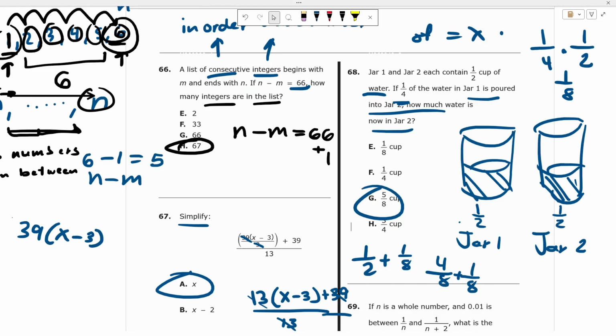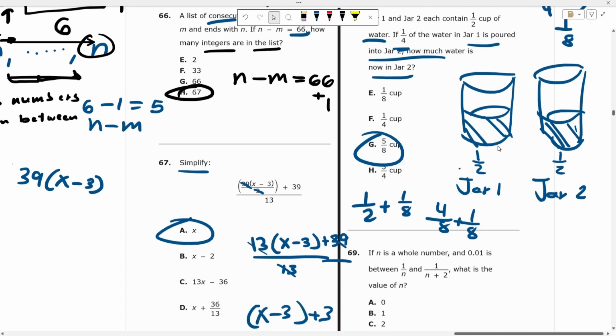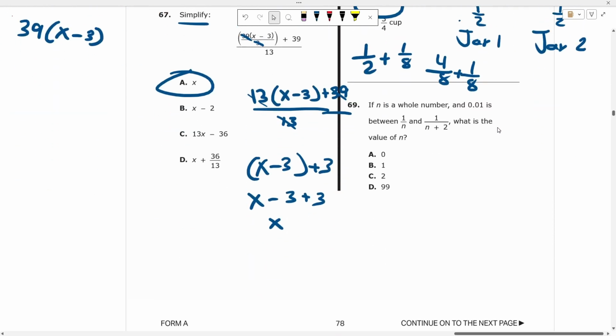Okay, so now we're going to move on to number 69. Number 69 says that if n is a whole number and 0.01 is between 1/n and 1/(n+2), what is the value of n? Okay, so we're going to have to figure out where we can actually place n, or what n has to be so that 0.01 is between them. And I think the best way you can do this is with a number line. Here's going to be 0.